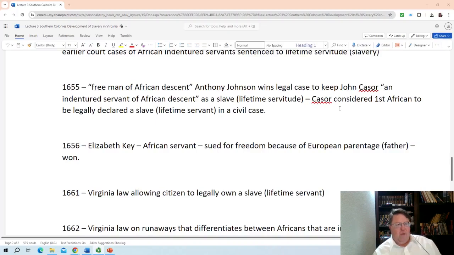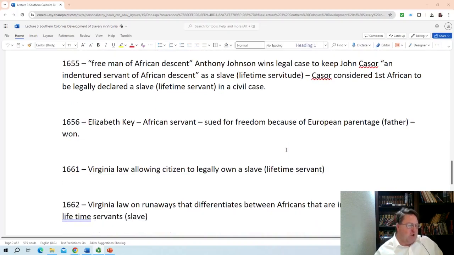Another reason why this case is important is there's no law. When you study Virginia records, the statutes at the time, there's no law abolishing or adopting slavery as a legal system. So in other words, you don't have an overarching legal case where the statutes that a judge can turn to and declare somebody's status. What we see here is a judge saying John Casser is legally a lifetime servant. So Anthony Johnson wins this case, and he gets to keep Casser.